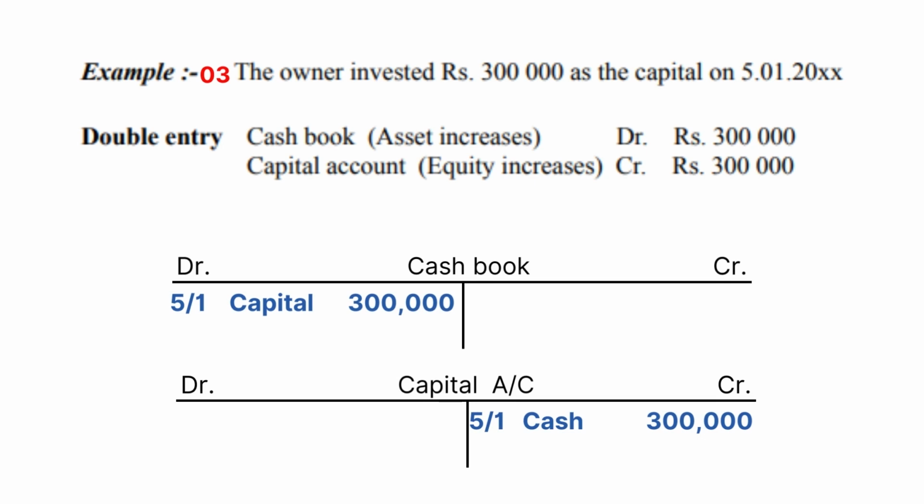And we have to write the description in the debit side of the account. We can write it as capital since we are receiving cash as capital. And since the equity is increasing, so it's recorded in credit side of the capital account. And we have to write the description as cash since we are receiving cash Rs 300,000 as capital.